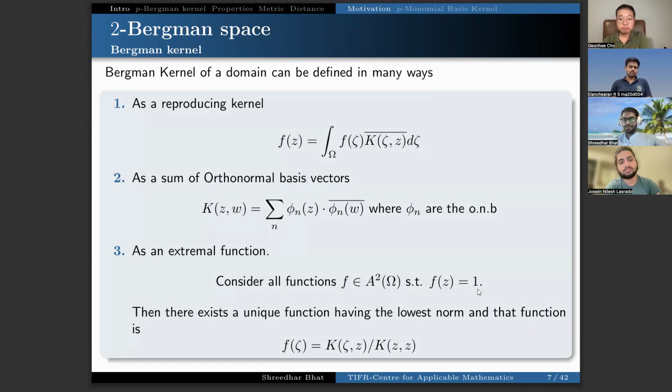Consider all functions f which take the value 1 at z. Now, if you minimize over the norm, then it can be shown that there exists a unique function that minimizes the norm. That function is given by k of zeta z divided by k of z. So now you can see if you put zeta equal to z, you get 1. So this is in this family, and this function will have the least norm.